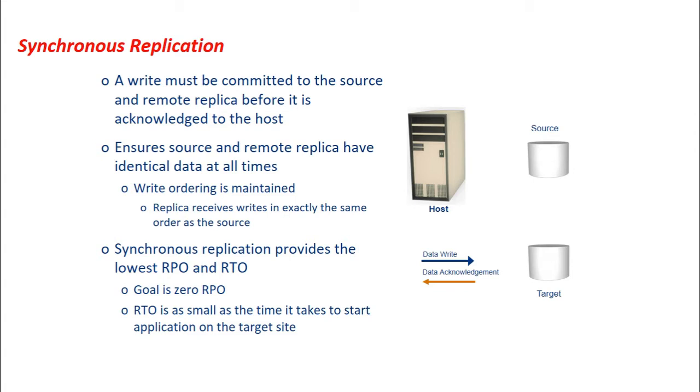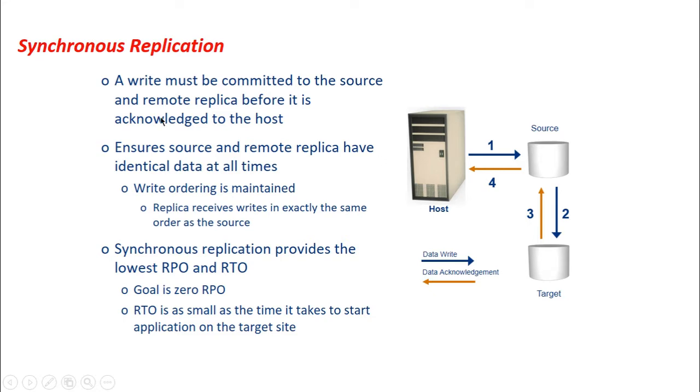In synchronous replication, a write must be committed to the source and the remote replica before it is acknowledged to the host. In this diagram, we have the host, the source, and the target. Whenever we are writing something to the source, the write must be committed to the source and the remote replica before an acknowledgement is received back by the host. Step 1, the data write is sent by the host to the source. From the source, it is sent to the target. Once the data is committed to the target, only then is an acknowledgement given back to the host saying that the write is successful.